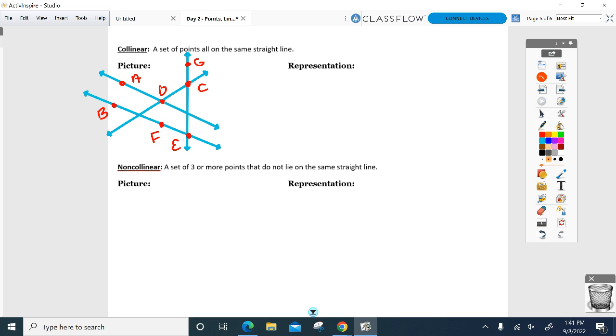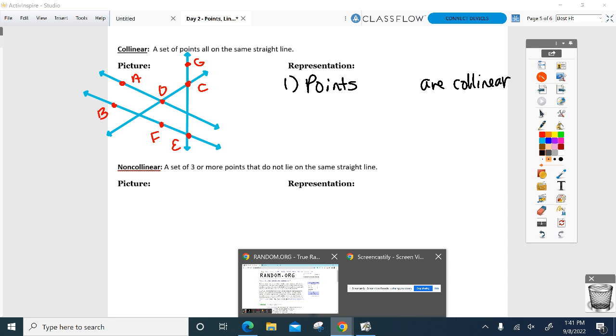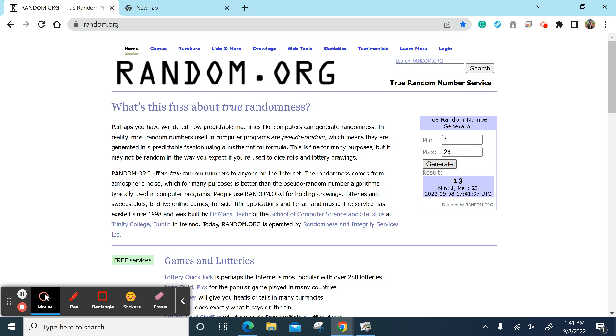I'm going to ask somebody now to give me three points that are collinear in this diagram. Again, three. Not two out of three you give me. All three are collinear, meaning they're on the same line. All three have to be on the same line. Oh, 13. What do you say?